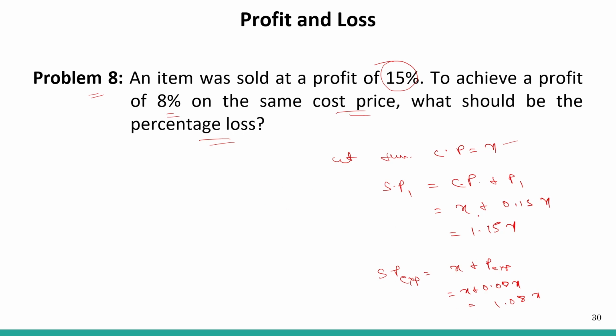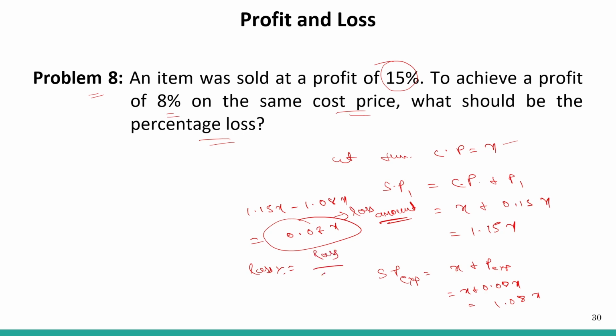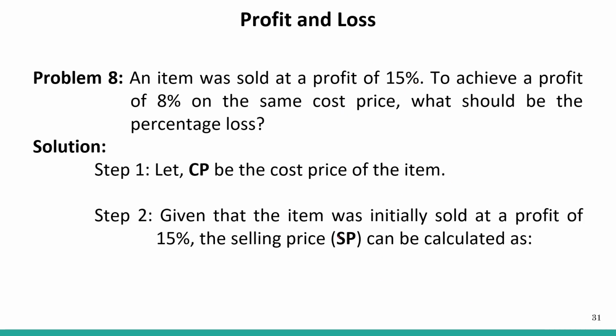Okay, so the loss percentage will be, 1.15X minus 1.08X is equal to what? 0.07X, right? So this is the loss amount. Okay, so loss percentage is equal to, we know that, loss by CP into 100, right? So let's go forward with the step-by-step solution.